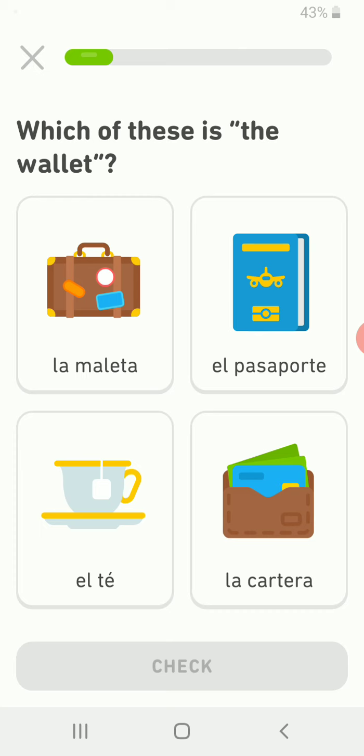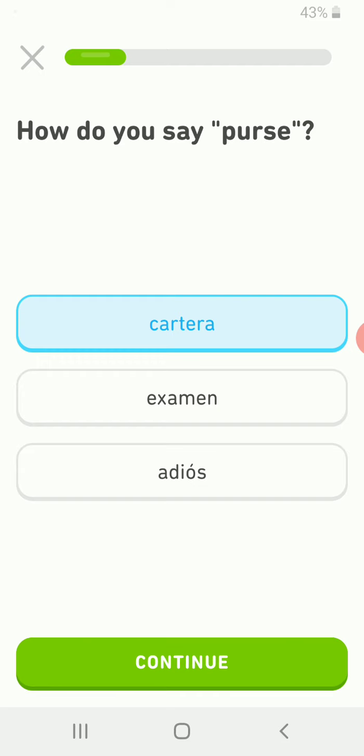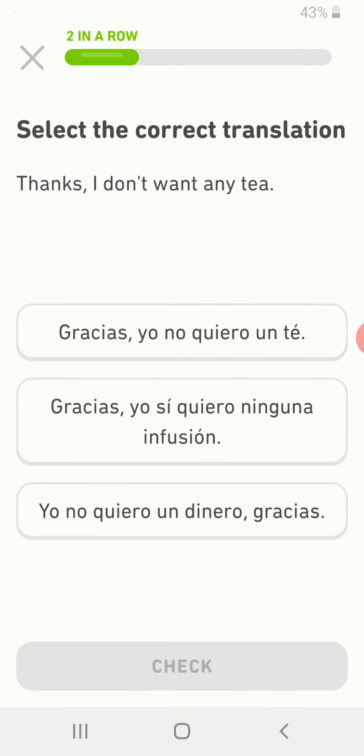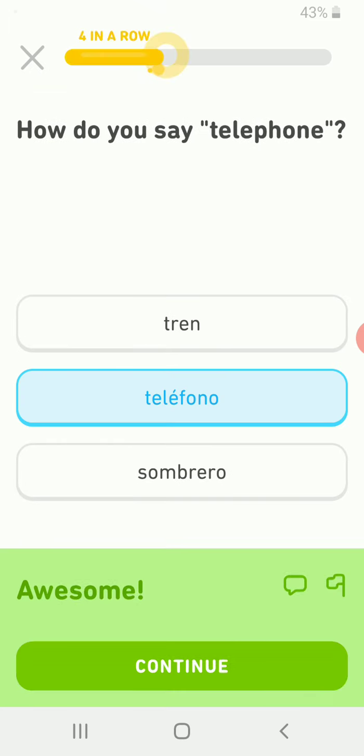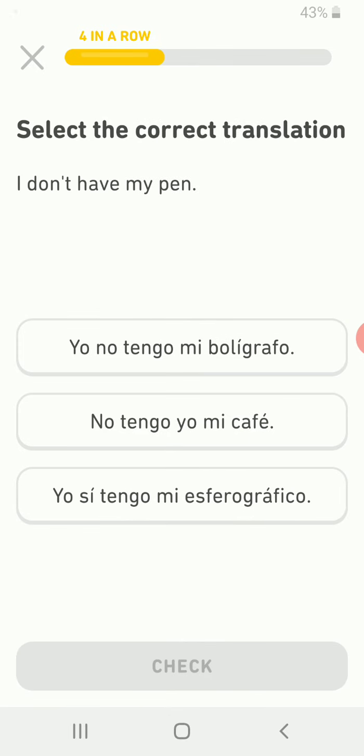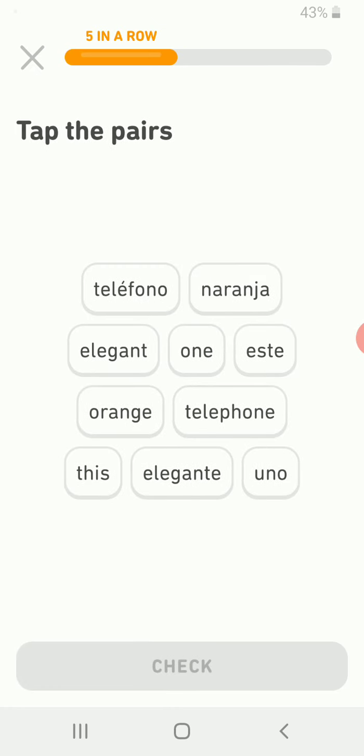So the wallet is la cartera, and the purse is also la cartera. And thanks, gracias. I don't want any tea. Yo no quiero un té. And teléfono. I don't have a pen. Yo no tengo mi bolígrafo. Bolígrafo means pen. Teléfono is of course a phone, or telephone. Naranja is an orange.